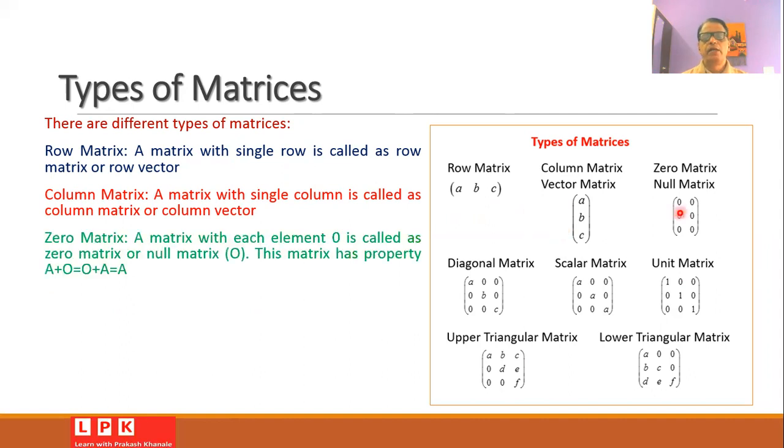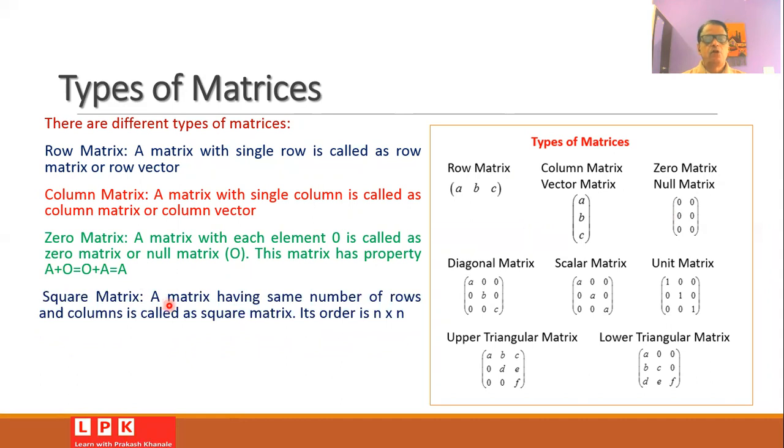If all the elements of a matrix are zero, as shown in this window, then this matrix is called a zero matrix or null matrix. The symbol O is used to represent the zero matrix or null matrix. This matrix has the property that A plus O is equal to O plus A is equal to A.